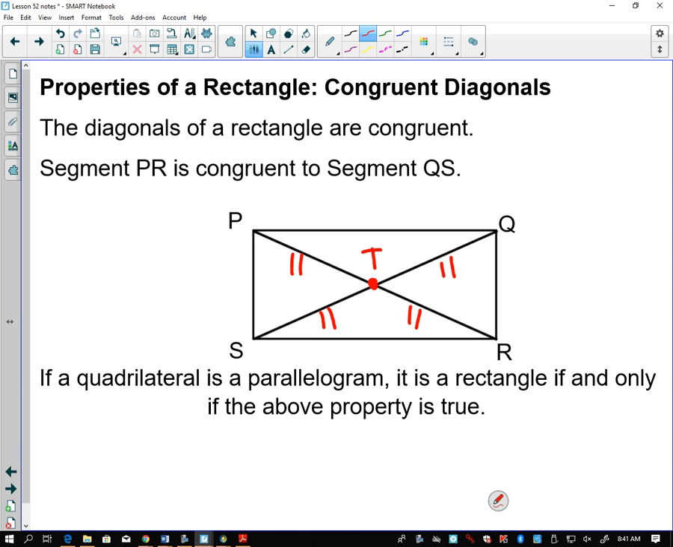Okay? So this is kind of the converse of the above statement. This says, this is a rectangle, therefore this is true. Down here, this is true, therefore this is a rectangle. Okay, do we understand the difference between a statement and its converse?